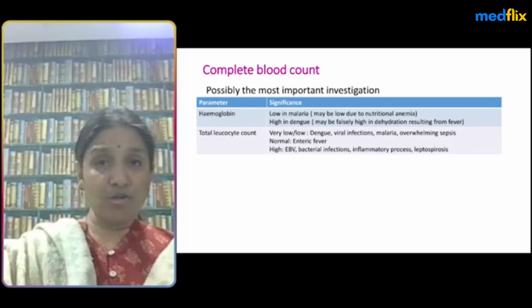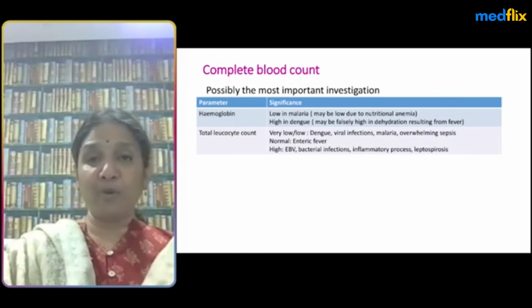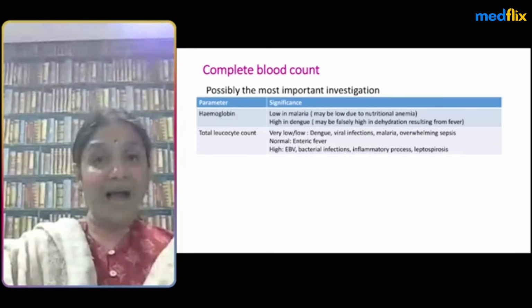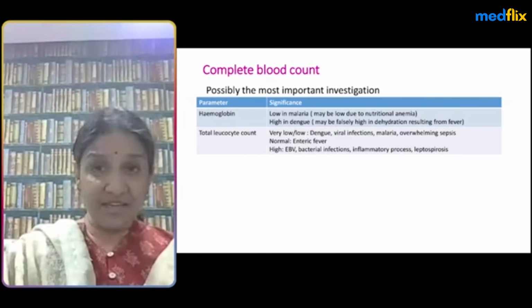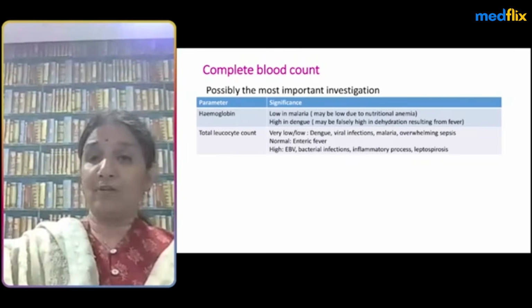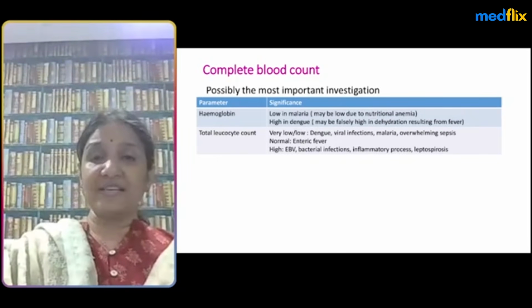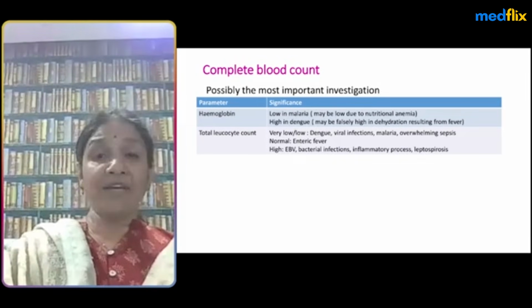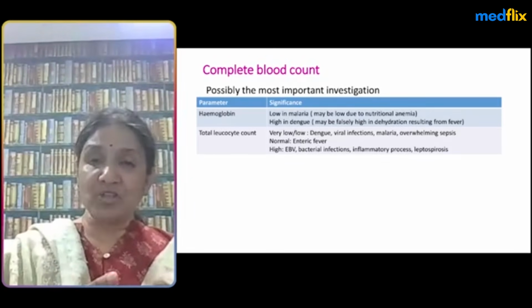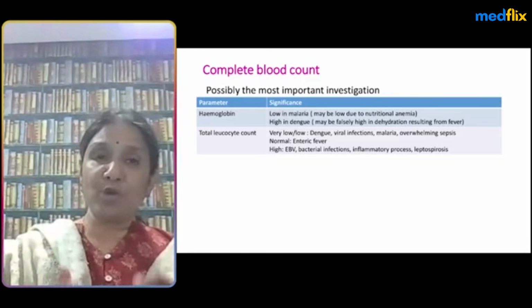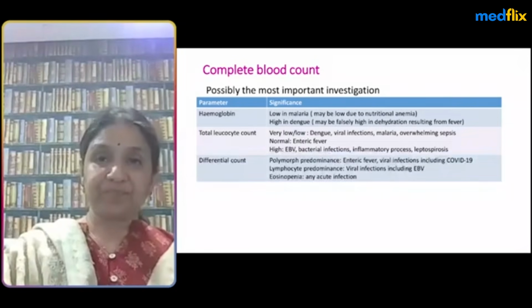The white cell count is usually normal in enteric fever or typhoid or paratyphoid. And if the white cell count is high, it could mean EBV, where the white cell count is high. It could be high in bacterial infections. It could be high if there is any inflammatory process, like, for example, Still's disease, etc. But we are not thinking of those diseases as a cause of short duration fever. Or in leptospirosis. So remember, in most tropical infections, your white cell count is normal or low, with the exception of leptospirosis, where your total WBC count is high.